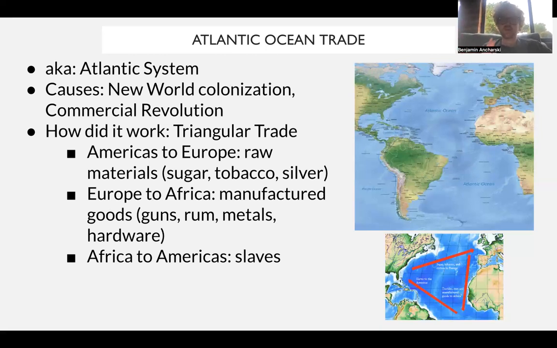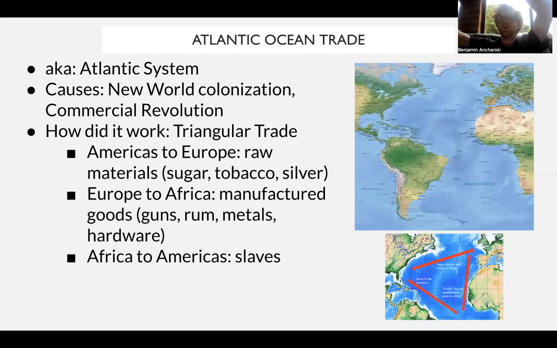So how does the Atlantic trading system work? How does this triangle trade work? Well, essentially, the Americas, the colonies, are used for raw material extraction. So we see the creation of plantation economies, the creation of sugar and tobacco plantations, of cash crop production, and we do see that generally North America and South America will be used for resource extraction. We see silver and gold, but also lumber as well. This is going to be transported to Europe, and Europe is going to process that into manufactured goods.